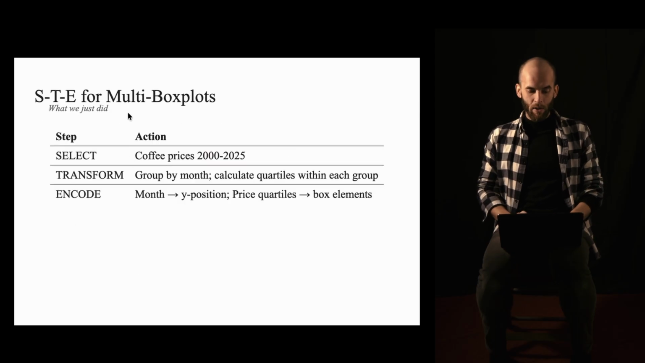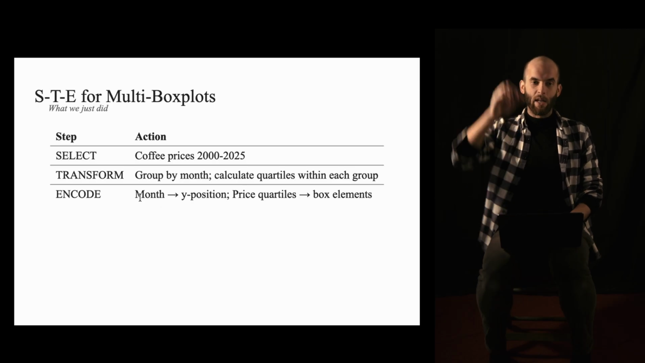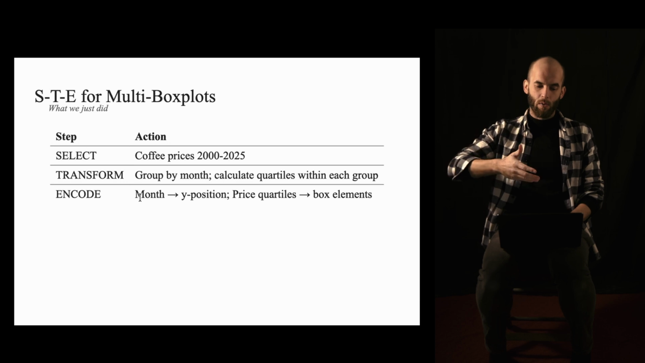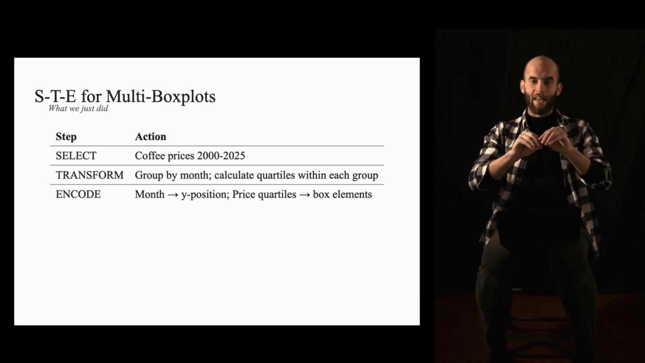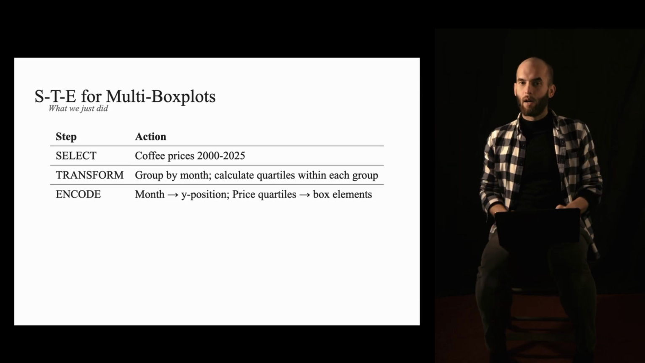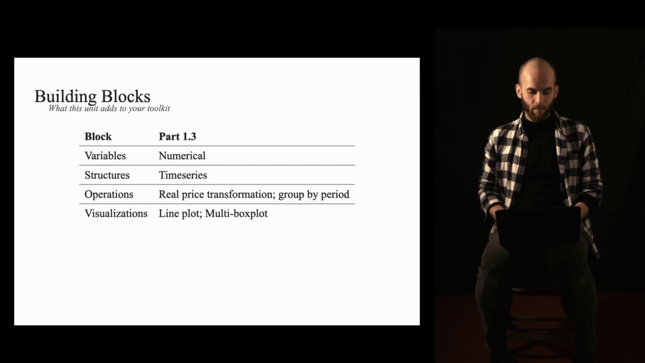But what we did with multi-box plots is we selected coffee prices, and we actually went back further than this. Then we grouped by month. We calculated the quartiles within each group. And then the way we encoded this was using month as the Y position, and then using price on the horizontal axis. Okay, so that's the end of part 1.3.